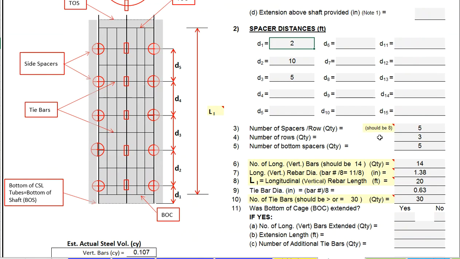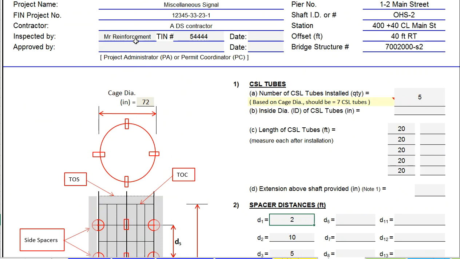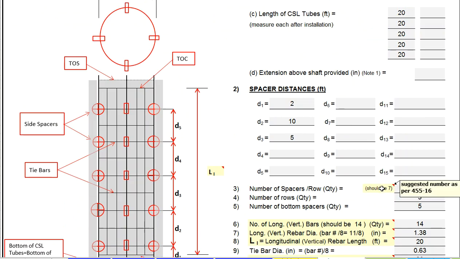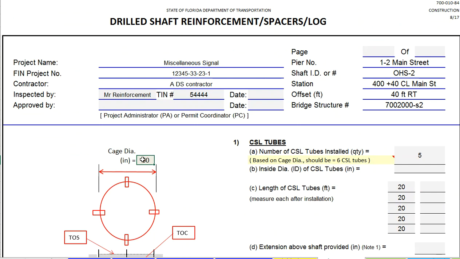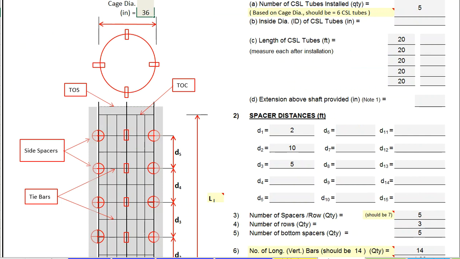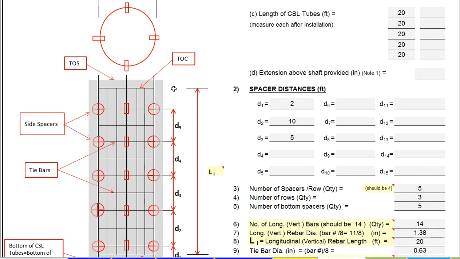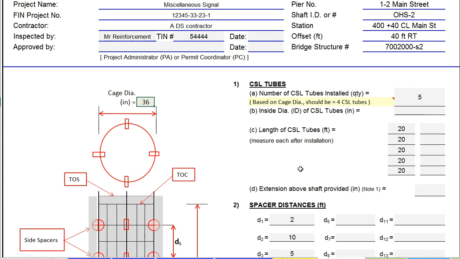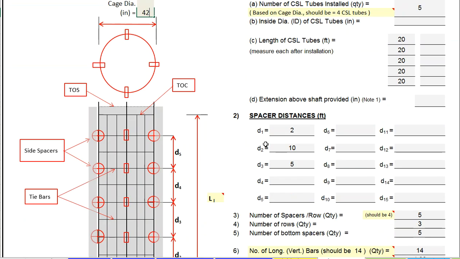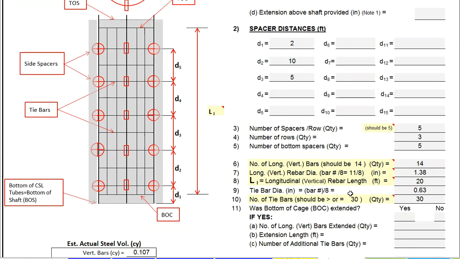In this particular case, it's telling me the number should be 8 because I input 72. But of course, if I input, say, 60, it will be less. Or if I input, for example, 36, it will be less. Right now it should be 4, and so forth. So let's keep the original, I think it was 42 inches, that was the original diameter I had before.